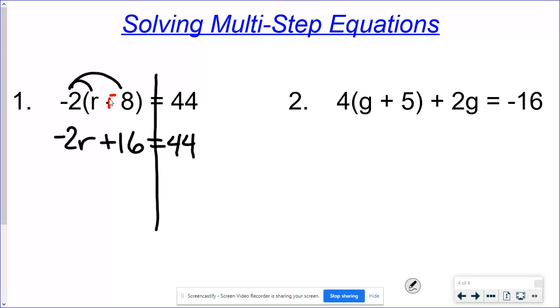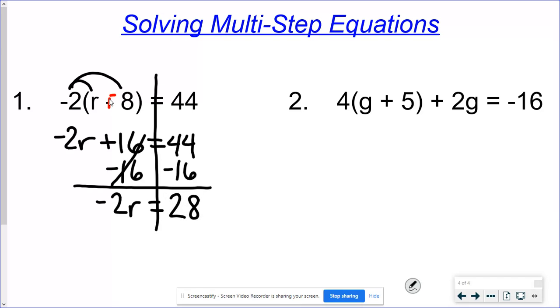Now, to solve this, again, the negative 2 is attached to the r, so we're going to leave that alone. I need to get rid of the 16. So I would subtract 16 on both sides. So negative 2r equals 44 minus 16 is 28. And then I would divide by negative 2. And r is going to equal negative 14.